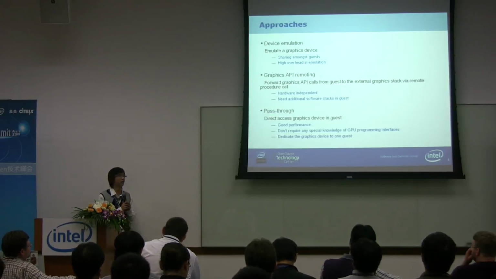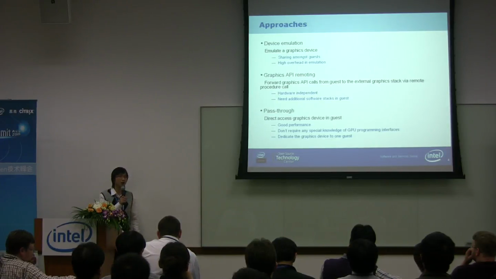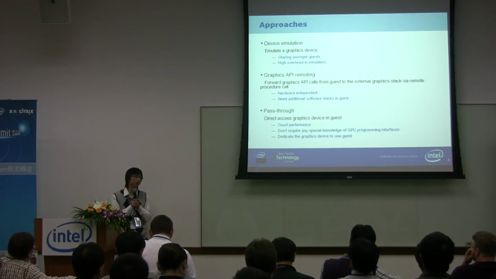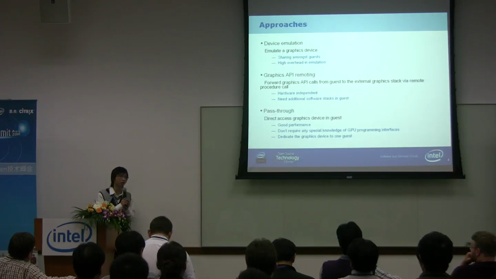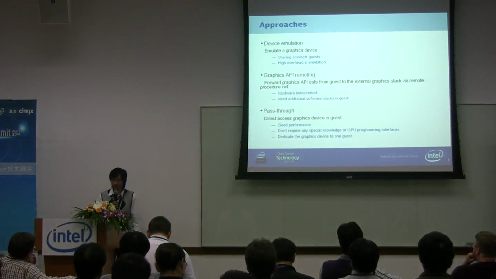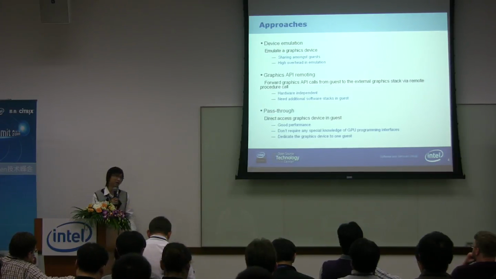So this is the issue. The next is API remoting. This approach will wrap a high-level API, for example the OpenGL or D3D API, and forward the API calls from the guest to the host graphics stack, and then they will be handled on the host side. The high-level API is not dependent on the underlying hardware, so this approach is hardware independent. But this approach needs an additional software stack in the guest.